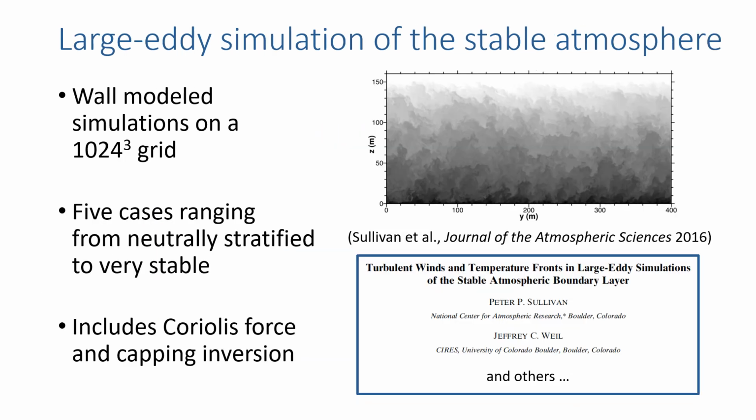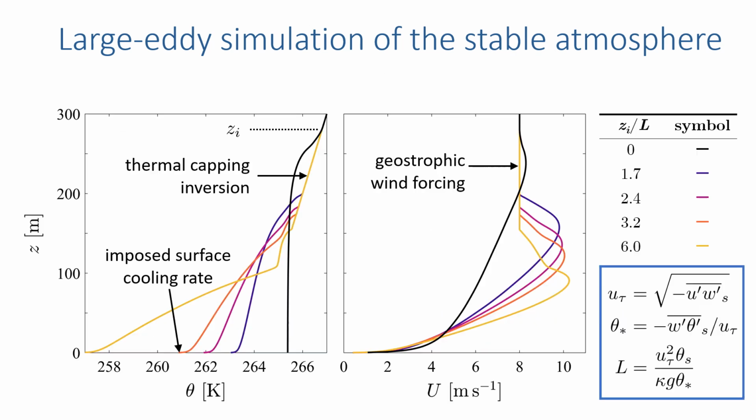To look at stably stratified flows, we used existing large eddy simulations that are wall modeled and conducted on a 1024 cubed grid, making them relatively high resolution. These were conducted by our co-author Peter Sullivan and presented in Journal of Atmospheric Sciences in 2016, where an example temperature field is shown here in the upper right plot. The simulations included 5 cases ranging from neutrally stratified to very stably stratified, and in order to mimic a planetary boundary layer, the simulations include a Coriolis force and a stable capping inversion, which you'll see in just a moment.